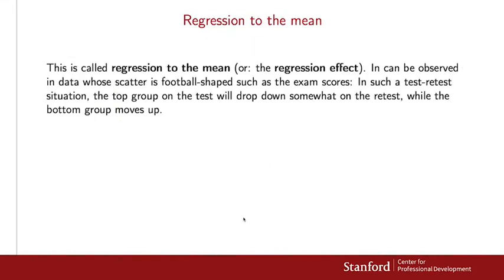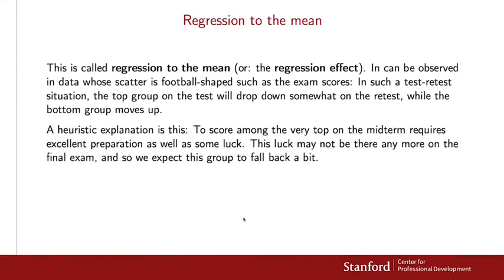This is called regression to the mean, or the regression effect. One way to remember that is to look at a test-retest situation, just as the example where we previously looked at the midterm and final exam scores of students. In such a test-retest situation, the top group on the test will drop down somewhat on the retest and the bottom group moves up. Why would that be? Here's a very heuristic explanation.